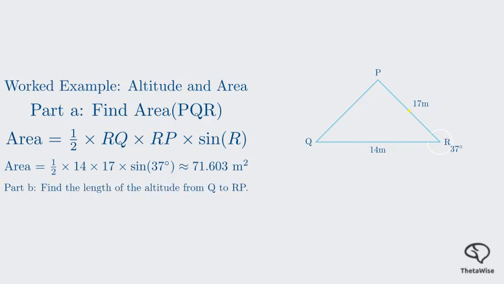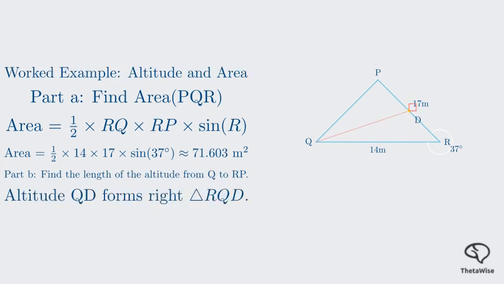Now for part B. Find the length of the altitude from Q to RP. Let's call the point where the altitude meets RP as D. The length we need to find is QD. Altitude QD forms a right-angled triangle, triangle RQD. In this right triangle, we know the angle R is 37 degrees, and the hypotenuse RQ is 14 meters. The altitude QD is the side opposite angle R.